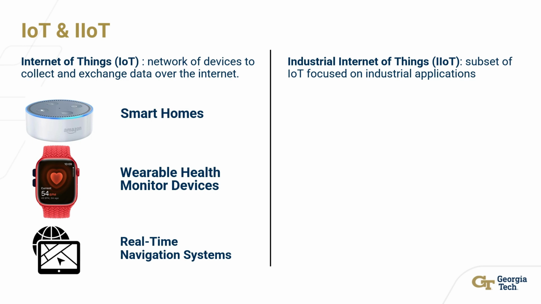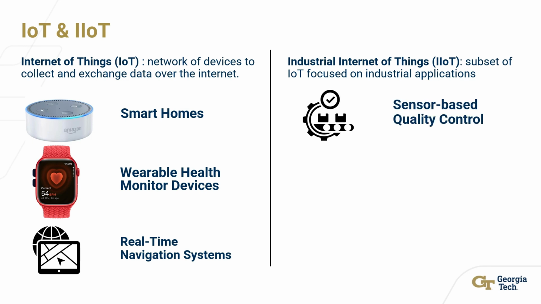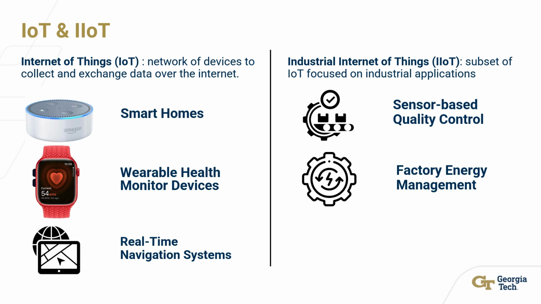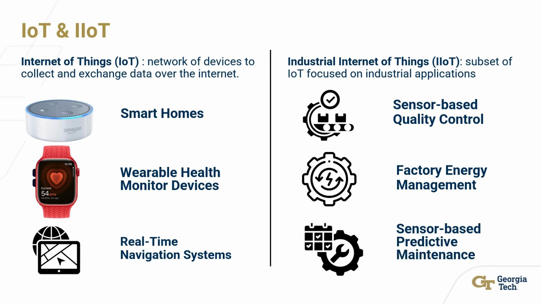On the industrial level, IoT is most useful when using sensors to conduct quality control, controlling the energy usage of factories, and also using sensors to model the failure model of machineries or devices and developing predictive maintenance schedules.